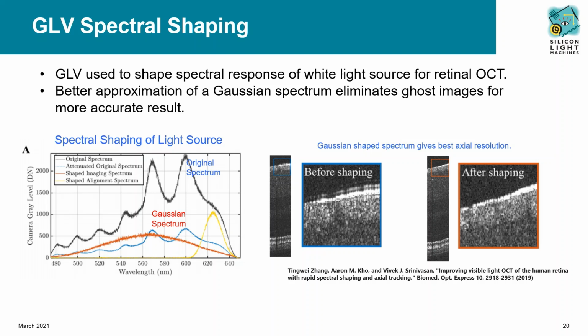The GOV may also be used as a diffractive neutral density filter, the blue line, and optical low-pass filter, the yellow line. The effectiveness of this GOV-enabled spectral shaping is shown in the retinal images on the right. Notice the increase in sharpness of the edge, where before shaping there are ghost-like artifacts. This improvement allows imaging of important layers of the retina previously not possible.